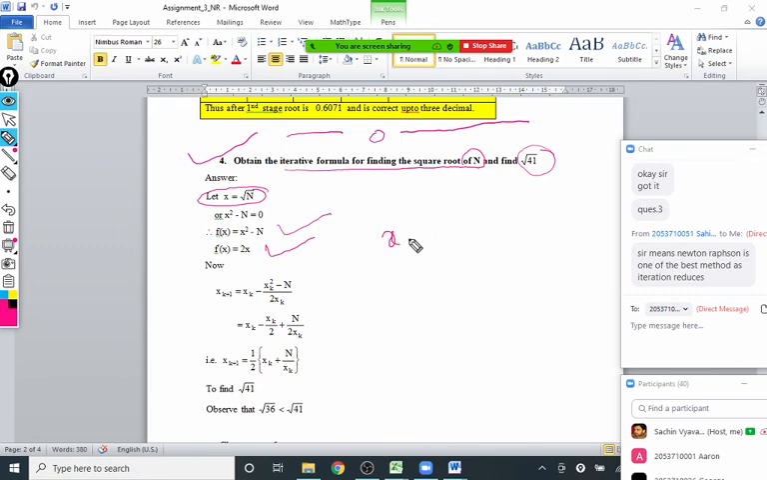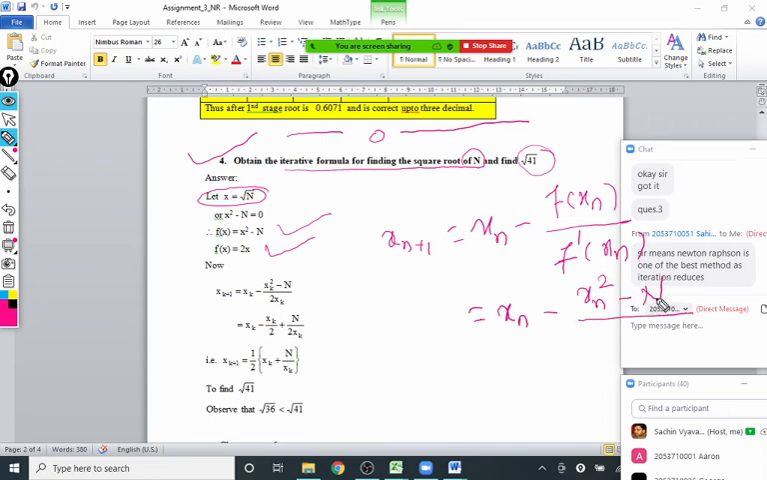By Newton-Raphson, x(n+1) is equal to xn minus f(xn) divided by f'(xn). So this is the formula that we have. Now xn will be as it is, and f(xn) is f(x) with x replaced by xn throughout. So f(xn) is xn squared minus capital N, divided by f'(xn). With x replaced by xn, that is 2xn. So this is the iteration formula. This is the end of step number 1.